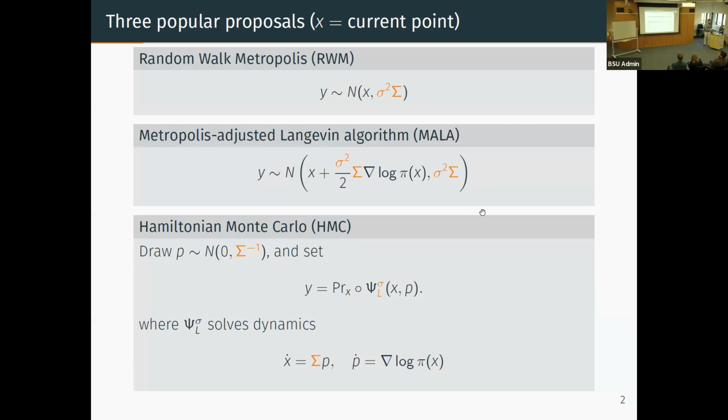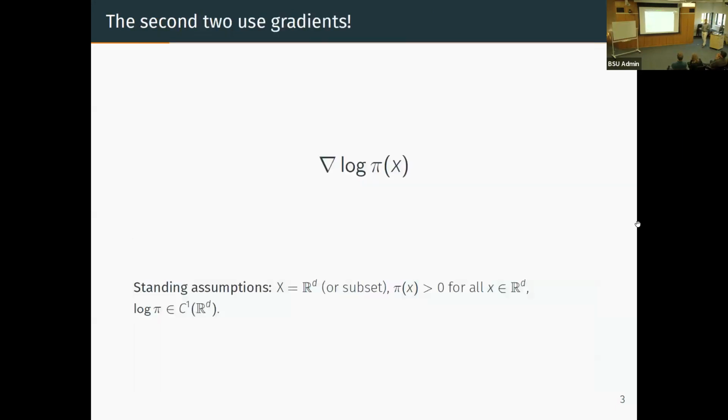And the main thing I want you to take from this slide, there's 2 points. One is that I've colored certain things in orange subliminally to make you guys notice them. And these are all the free parameters that you get to choose as part of these algorithms. And the second thing is that the second two of these algorithms use gradients, right? They use the gradient of log of pi in order to help you design proposals that are going to be intelligent in some way.